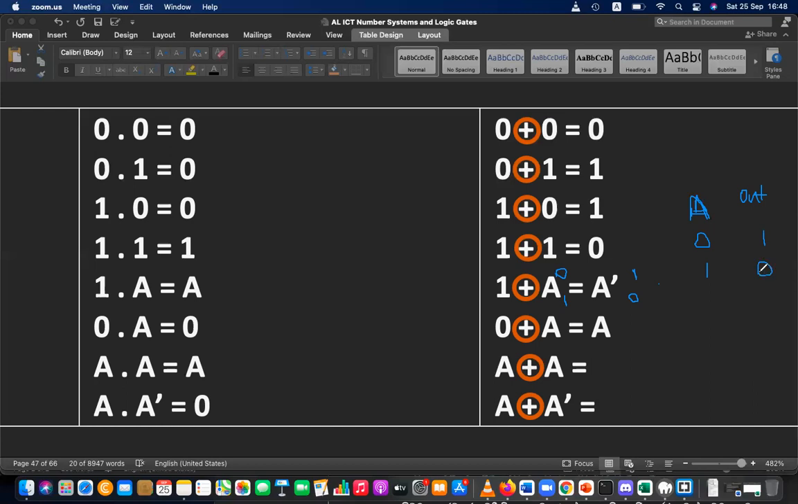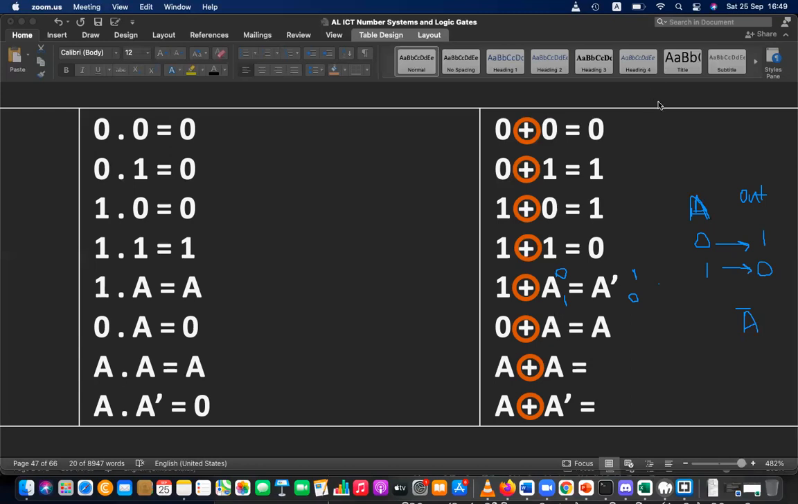Right, okay. Then tell me, which gate is giving this kind of output? When A is 0, 1 is the output. When A is 1, 0 is the output. What is the gate? That is A NOT, right? Now can you understand why A NOT came here? Right, okay. Here also the same thing.